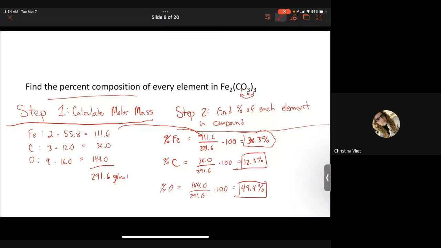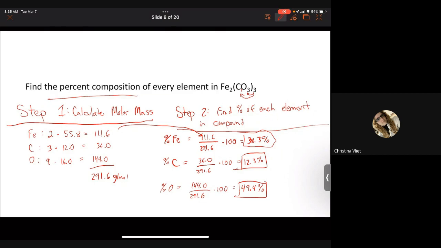I am slowing down a little bit. This is a hefty math unit. What does this even mean? When we say 38.3% of this compound is iron, 12.3% of this compound by mass is carbon, and 49.4% of this compound by mass is oxygen. What is that actually communicating to us? So I'm going to explain that now.